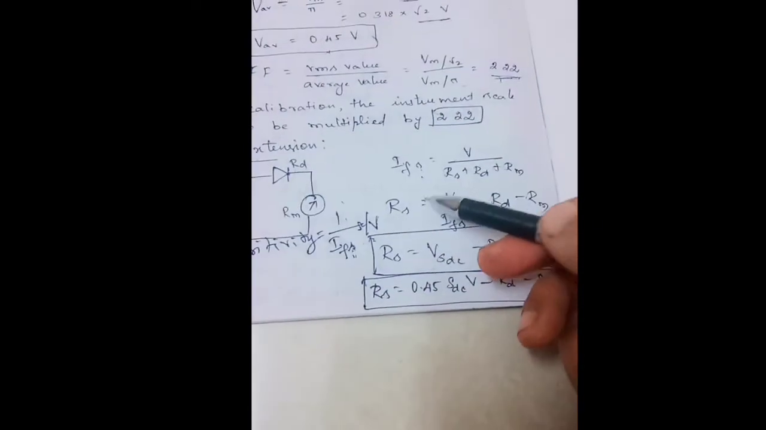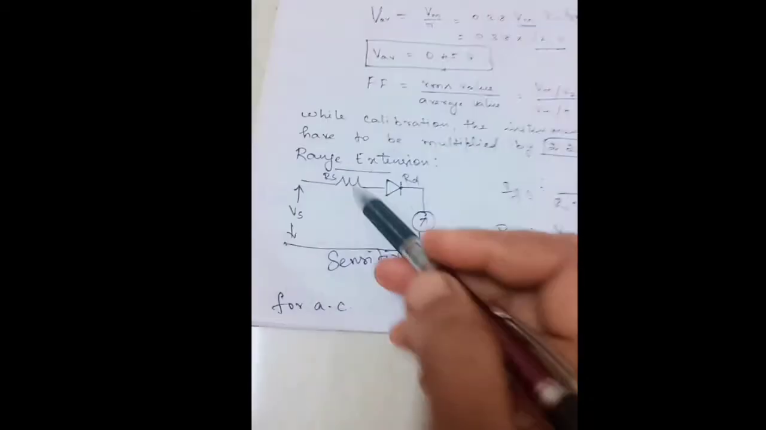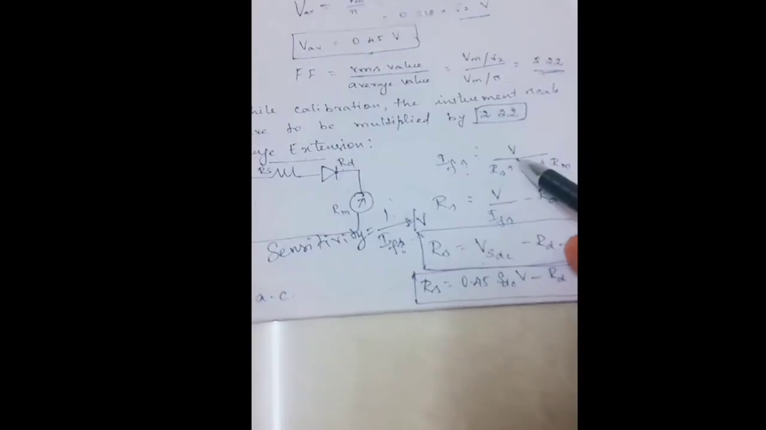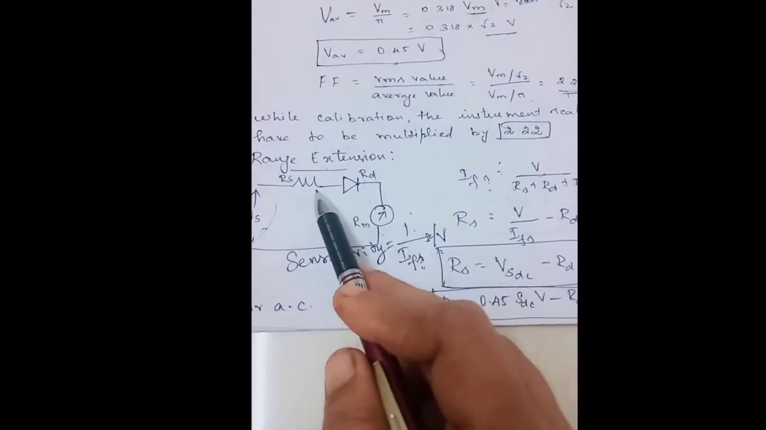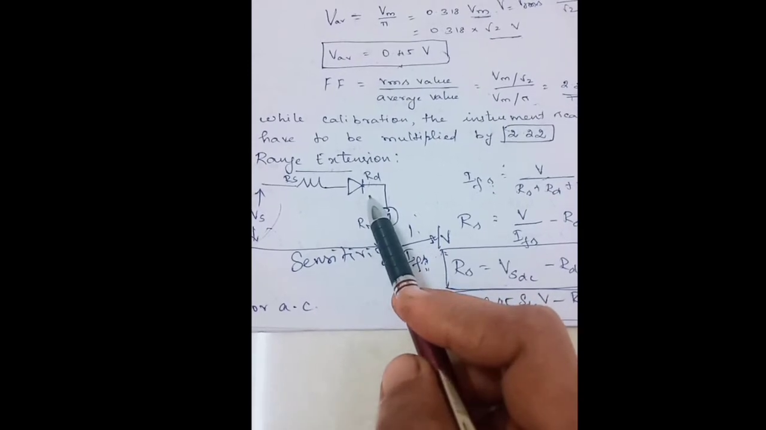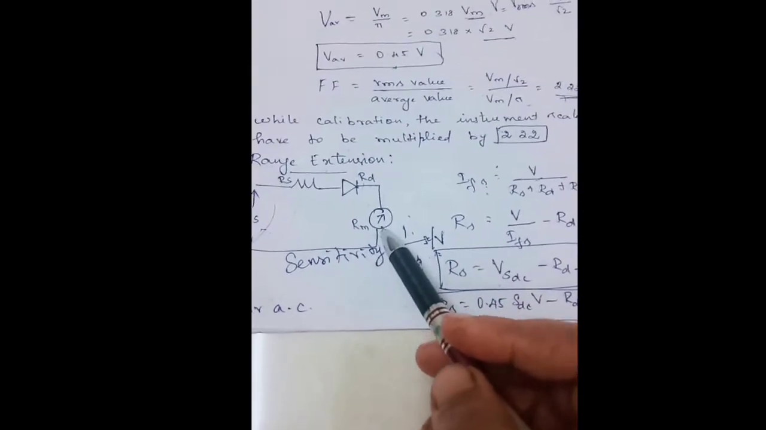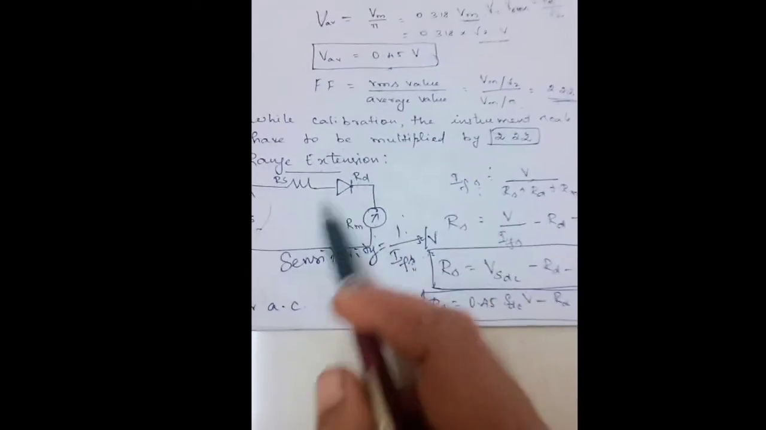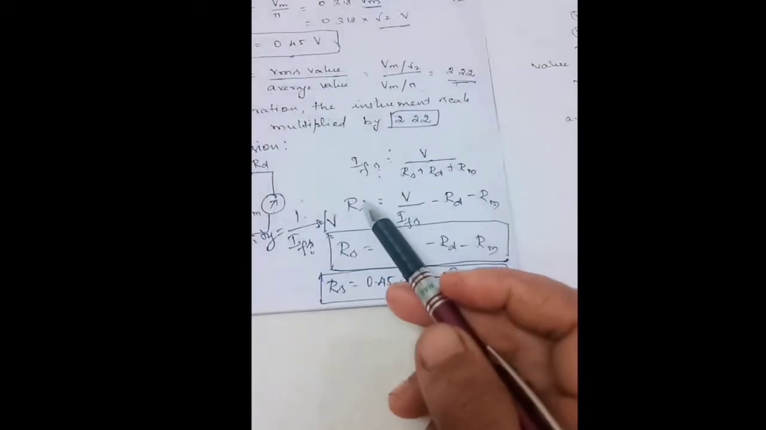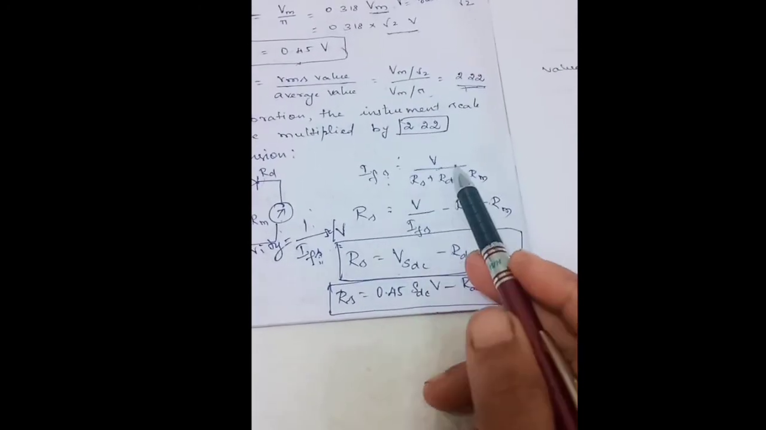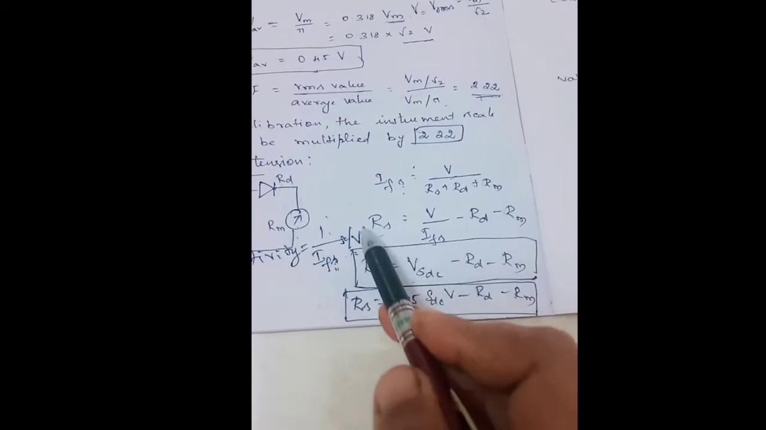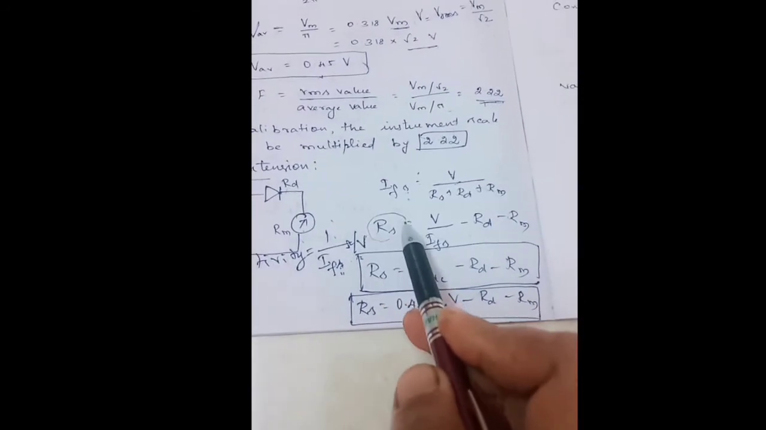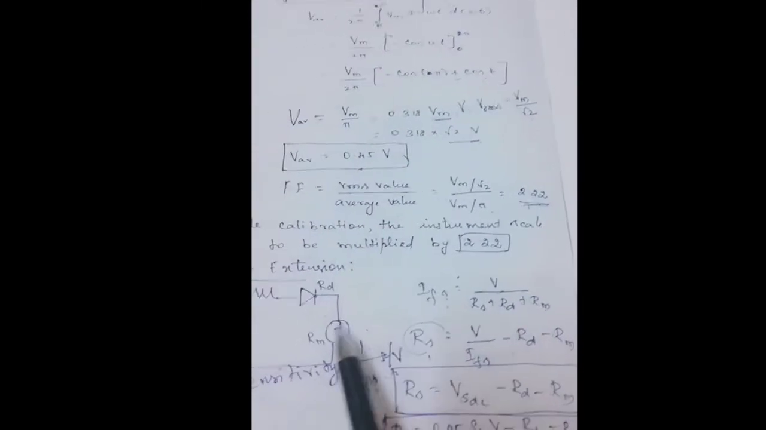So I am going to write IFS equal to the entire voltage entering here, that is V, and all these resistances are connected in series. RS is the series resistance, RD is the resistance of the diode, and RM is the meter resistance. Since all these resistors are connected in series, I am writing the current equation as IFS equals V by RS plus RD plus RM. So the value of RS, the series resistance, can be modified to extend the range of this meter.